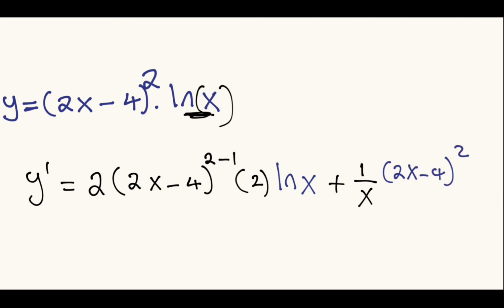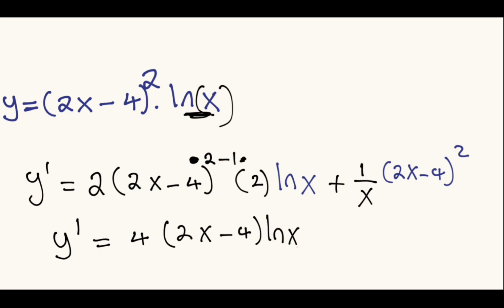So now we simplify. We have the derivative of y is equal to, so this 2 multiplied by that 2 will be equal to 4 into 2x minus 4. The 2 minus 1 will be equal to 1, multiplied by the ln x, plus 1 over x multiplied by 2x minus 4, and this will be our answer for the final question.